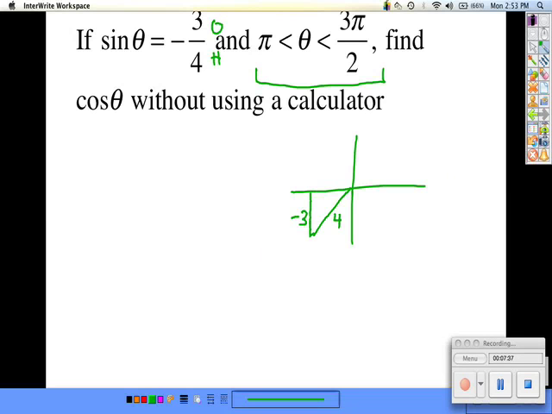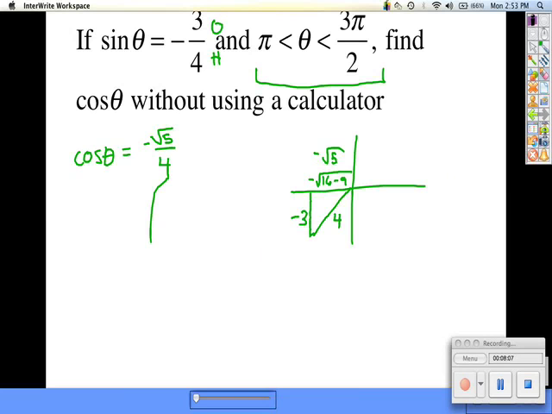And now we can find this other side here. Square root of 16 minus 9, or again, square root of 5. And because we're in the third quadrant, this side has to be negative. We're going left. So cosine theta is equal to negative square root of 5 over 4.